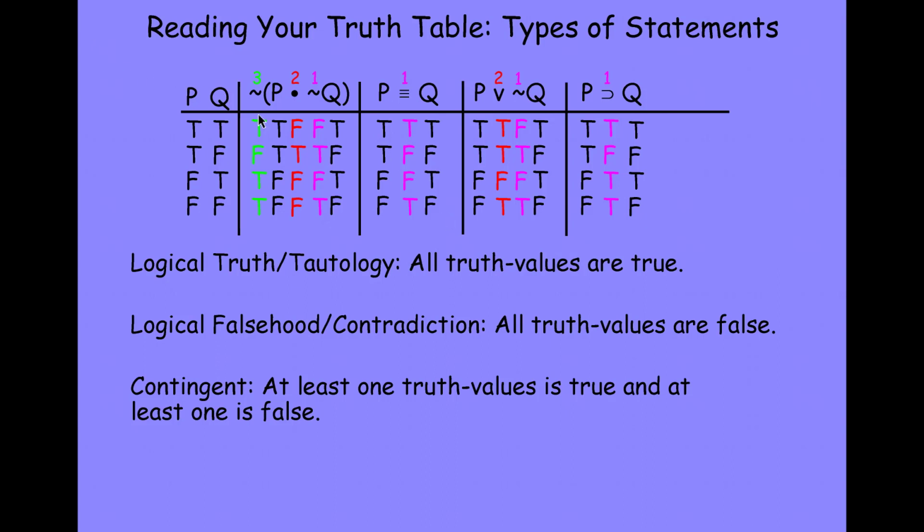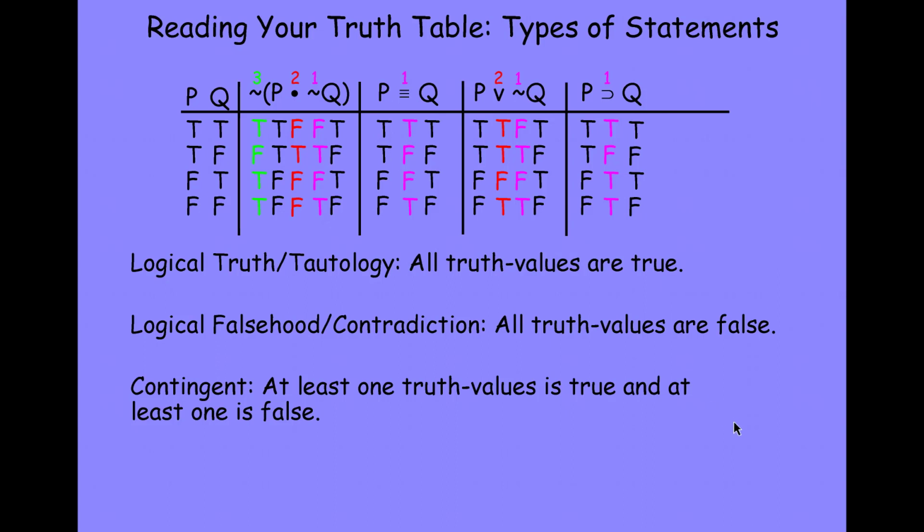If we look at each of the other formulas on our table here, we notice that there's at least one row where this first formula is true, and at least one row where it's false. And so this is a contingent statement. Look over here at our wedge or disjunction. There's at least one row where it's true and at least one row where it's false. And so it too is a contingent statement. Finally, under our horseshoe or conditional, there's at least one row where it's true and at least one row where it's false.